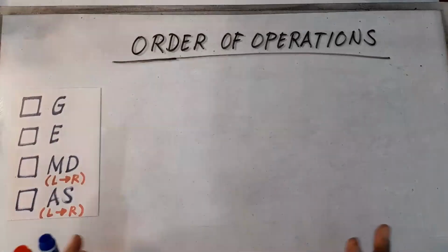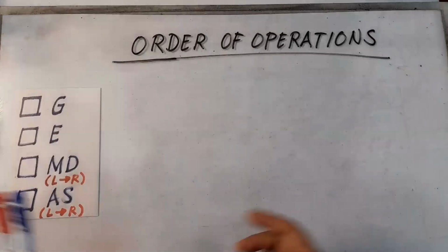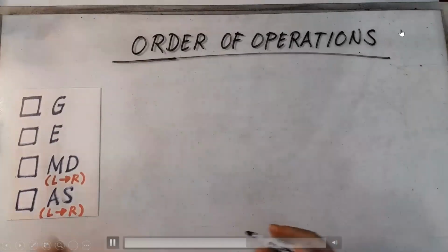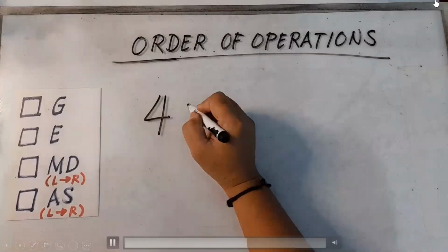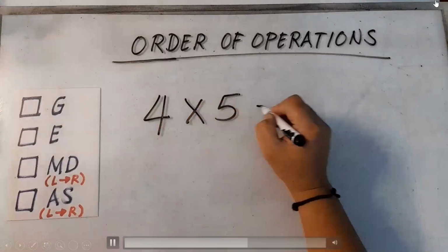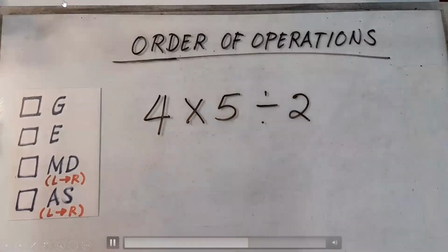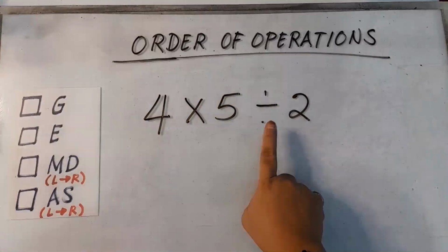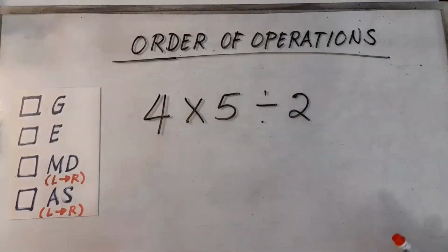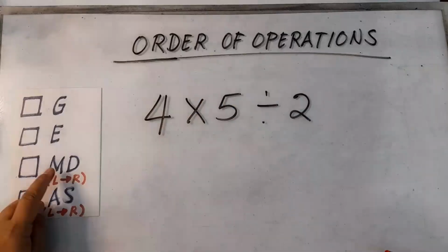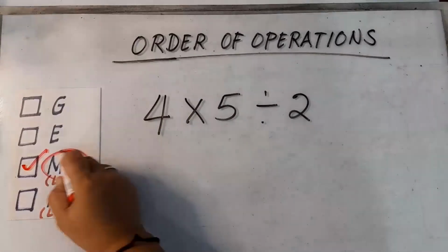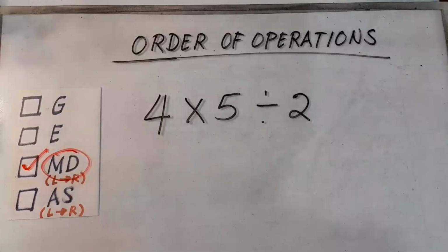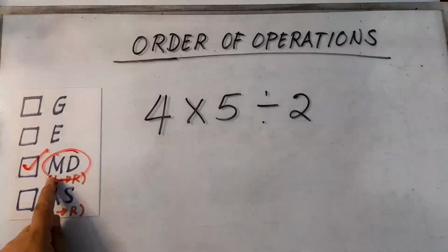Ang isang problema ninyo ngayon, paano kung halimbawa, there are two operations of the same priority or of the same level? Halimbawa, you were asked to simplify 4 times 5 divided by 2. Okay? So, you have multiplication and division. Alin ang uunahin ninyo sa dalawa? Kagaya ng na-discuss ko nung una, we have MD here. Ito lang ang meron tayo. But we have both operations, multiplication and division. So, yung dalawang operations ninyo, nasa iisang level lang.